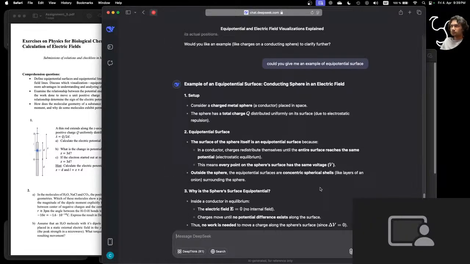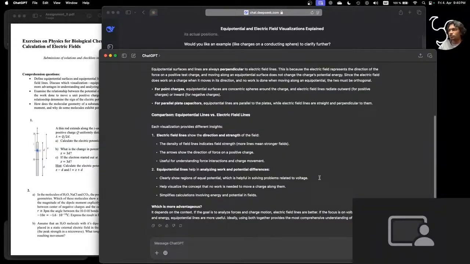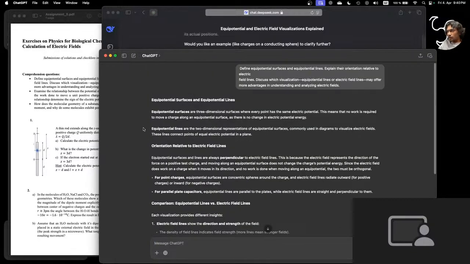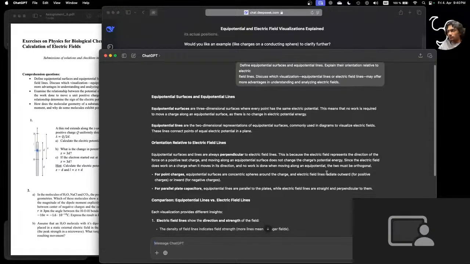This means every point on the sphere's surface has the same voltage. Again, I think I'm confused. I don't even remember the term voltage. Equipotential surfaces, reasonable. Okay.